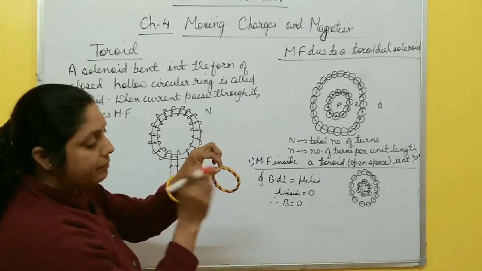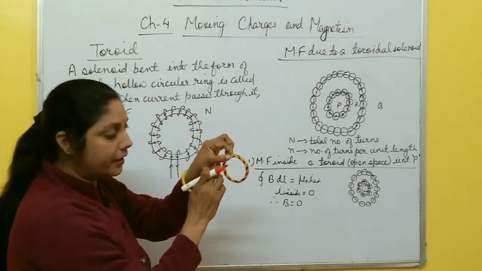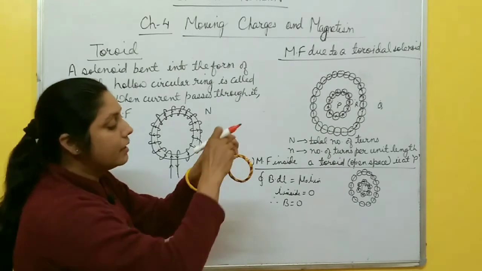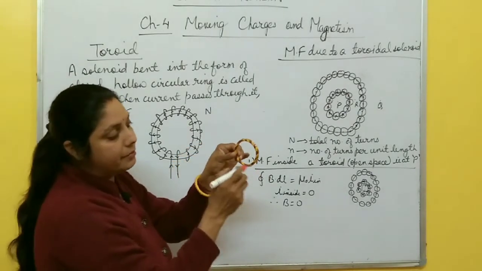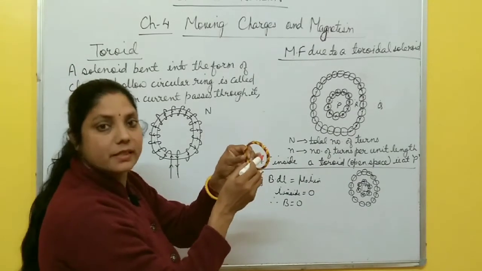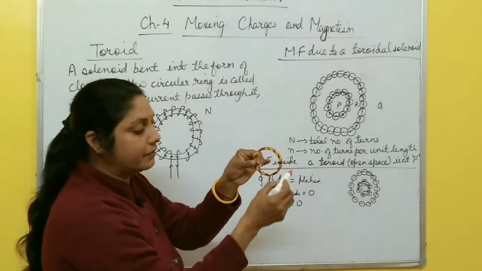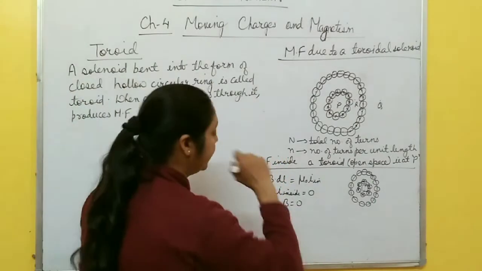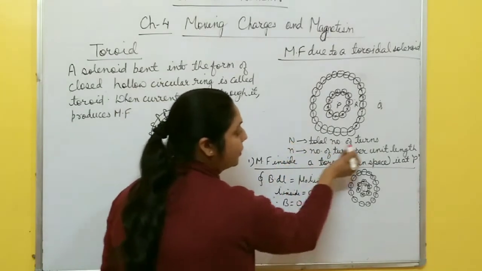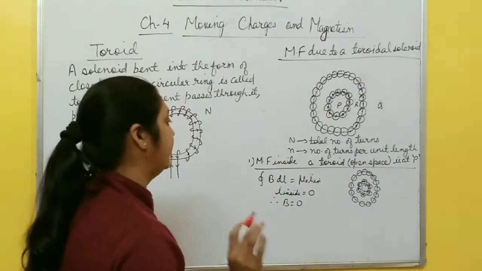So to find the magnetic field inside this toroidal solenoid, inside the free space, and outside the toroidal solenoid, you find that the magnetic field inside the free space is 0, outside is also 0, and the magnetic field exists only inside the toroidal solenoid. For this, let us suppose that N is the total number of turns and small n is the number of turns per unit length, right?